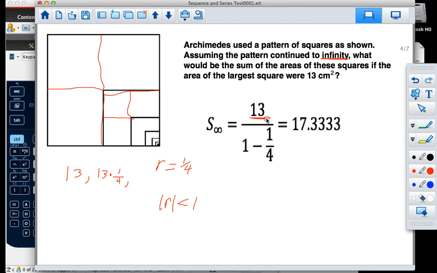Your first term goes in your numerator, and then in the denominator you have 1 minus your ratio, and we said our ratio here was 1/4, and then you just plug it into the calculator, and this is your answer. Okay, so hopefully you guys are good with this one. Hopefully you understand that when you have a box like this, and then a box a fourth of the size, then your ratio is 1/4. Okay. All right, let's move on.